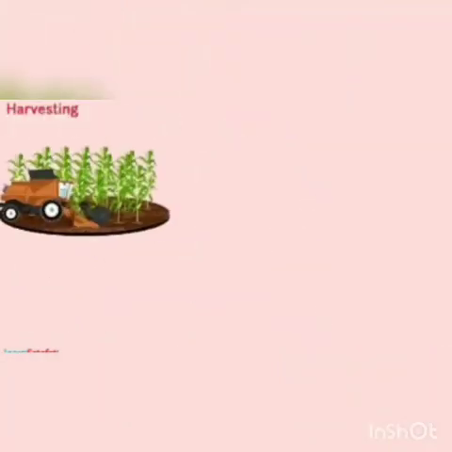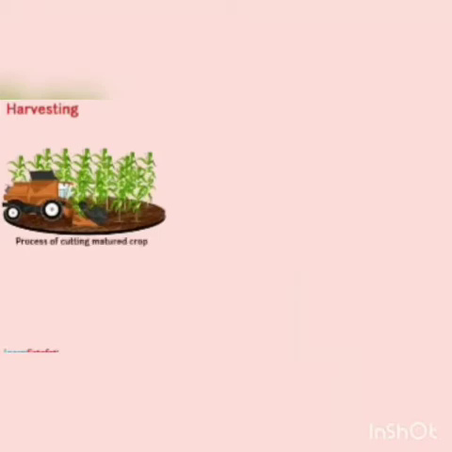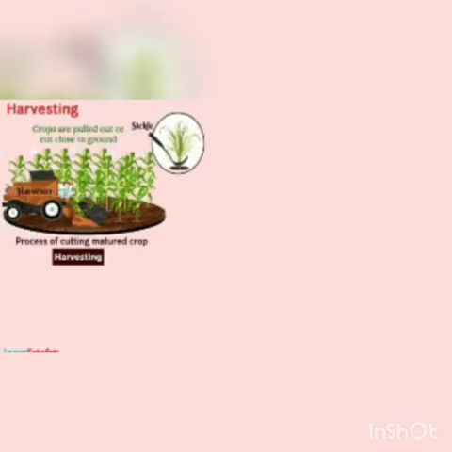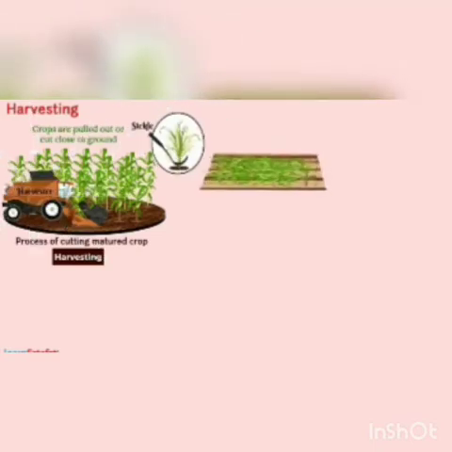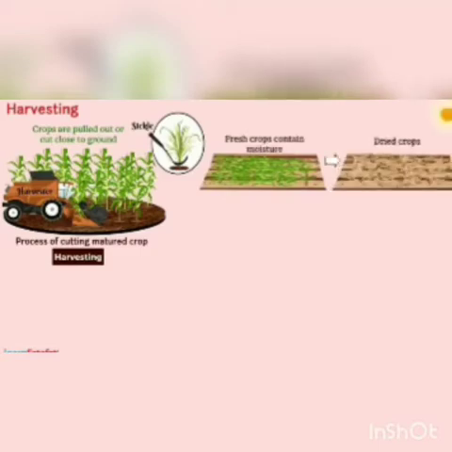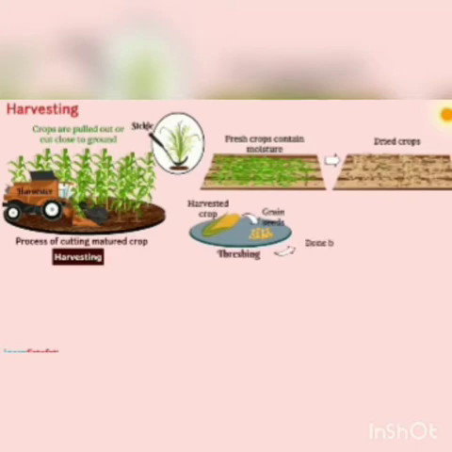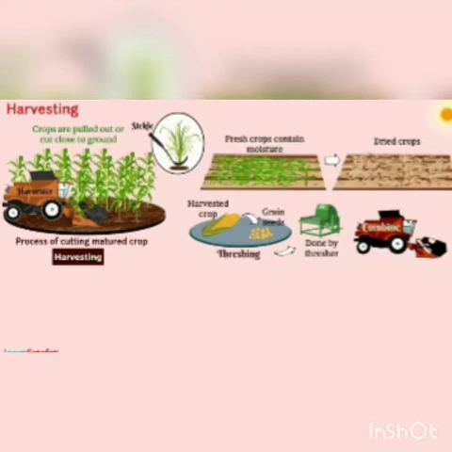Harvesting. The process of cutting matured crop is called harvesting. In this process, crops are pulled out or cut close to the ground either by sickle or by harvester. Fresh crops contain moisture, so these must be dried in the sun. The separation of grain seeds from harvested crop is called threshing. It is done by a thresher. There is another machine called a combine, which is the combination of harvester and thresher.